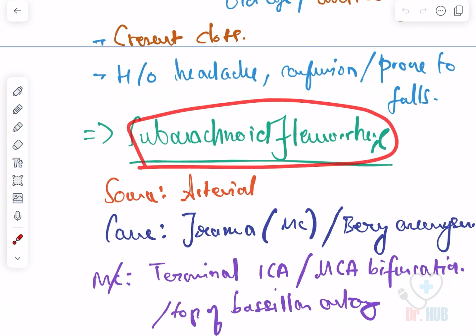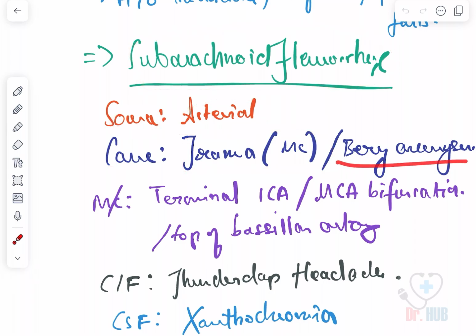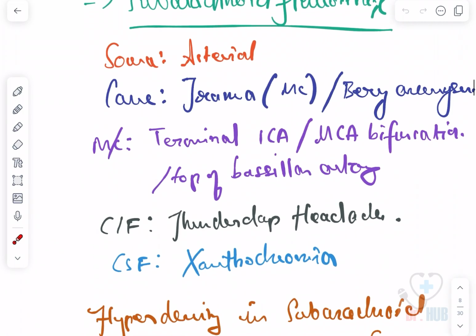Next, we're looking at subarachnoid hemorrhage. So the source here is the arterial, and the cause being the trauma being the most common. Next, we have the perianeurysm, the most common being the terminal ICA and MCA bifurcation, as well as in the top of the basilar artery.